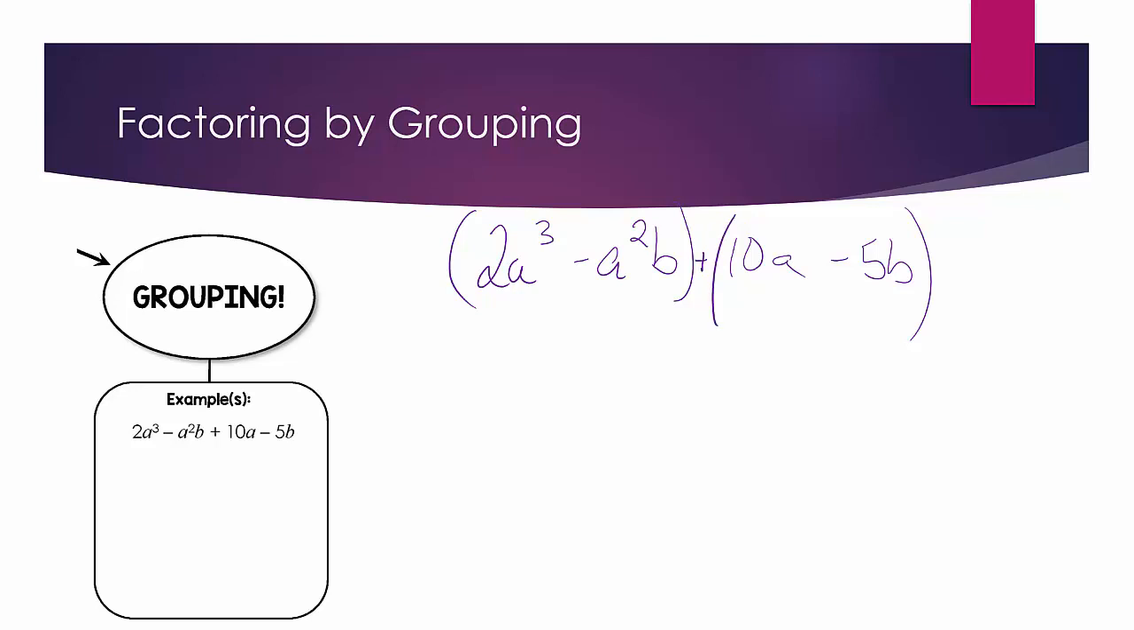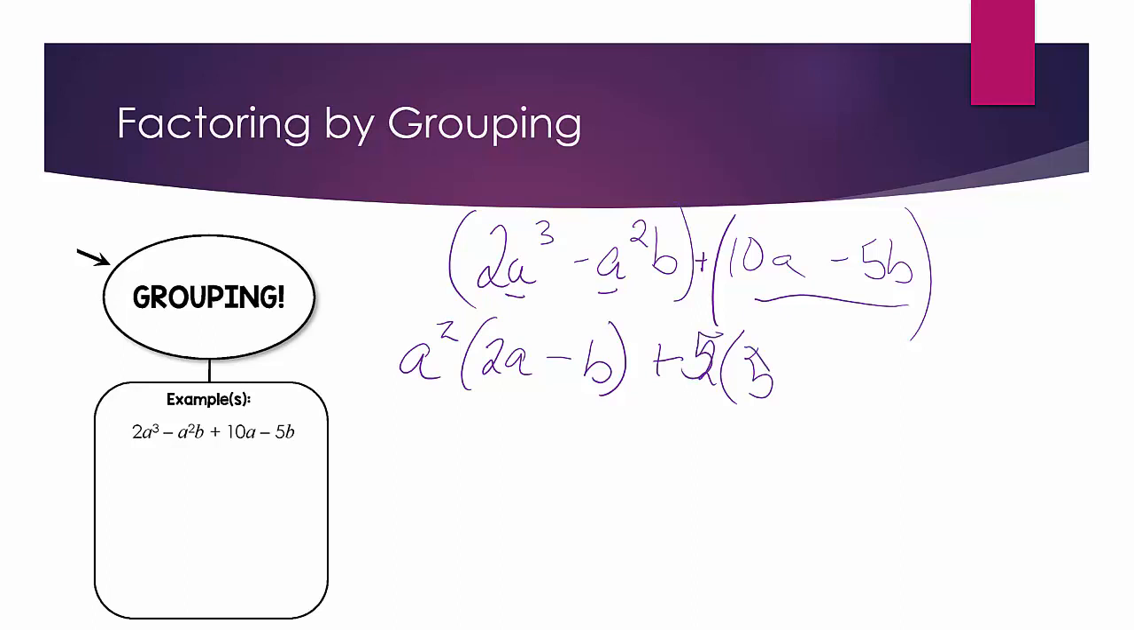Okay, now I'm going to factor out the GCF of both of these. The GCF here is a squared. So we go a squared, so that's 2a minus b. So we want this to equal 2a minus b. That's easy enough. I'm just going to factor out a 2, and that gives me 5. Factor out a 5, not a 2. That gives me 2a minus b.